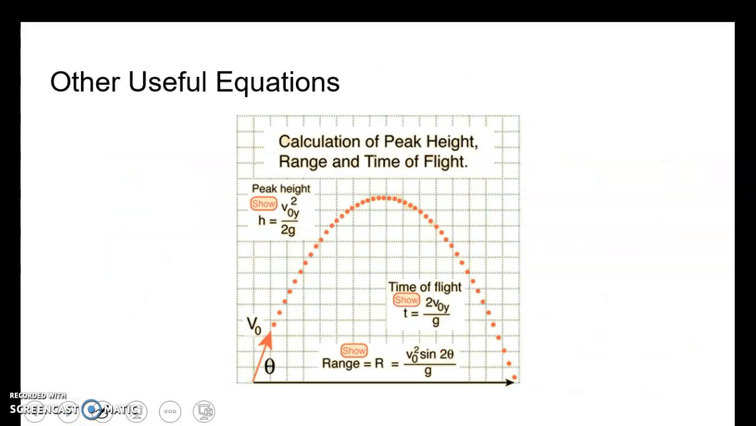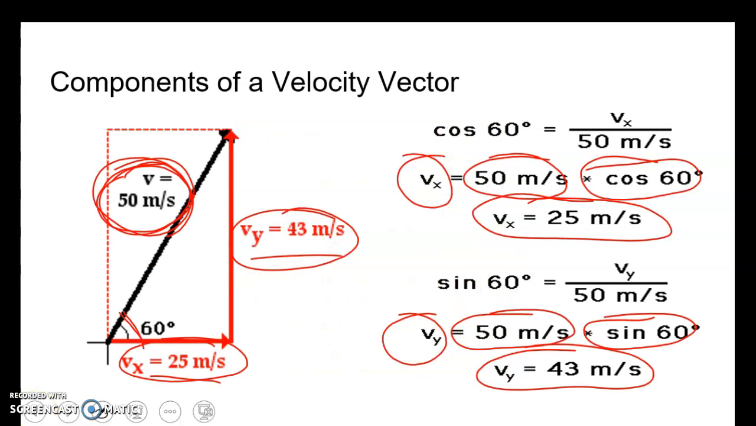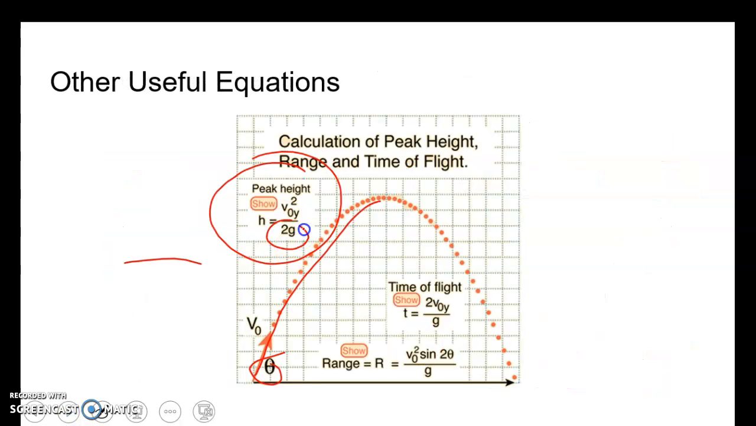Now, a couple other equations. I'm going to go over these when we talk about non-horizontal launch, but peak height: if we want to find the peak height of our projectile when we launch at an angle, we take the initial velocity in the y, square it, and divide it by 2 times g. On Earth, that'd be 2 times 9.8. Time of flight, same thing. We take 2 times our initial velocity in the y, and we divide it by g, and that will tell us our time of flight, so how long it takes for the object to fly.